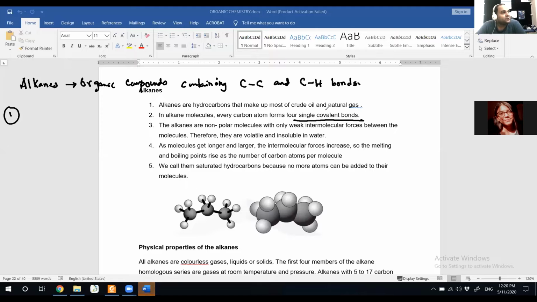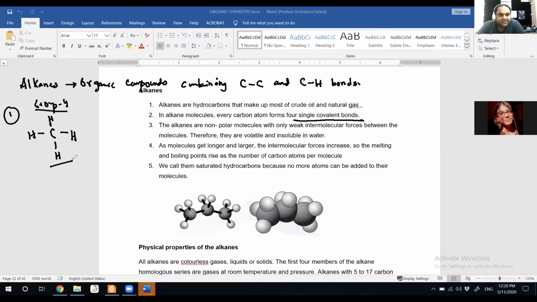So, you know about carbon, right? Which group does carbon belong to? Group 4. So since carbon belongs to group 4, each carbon can have 4 bonds.